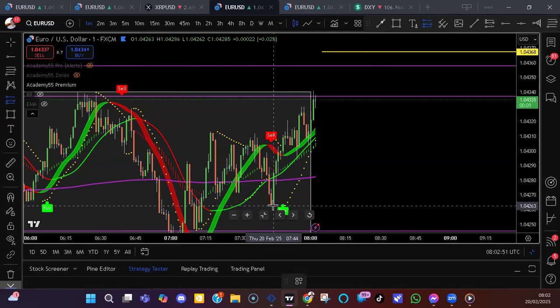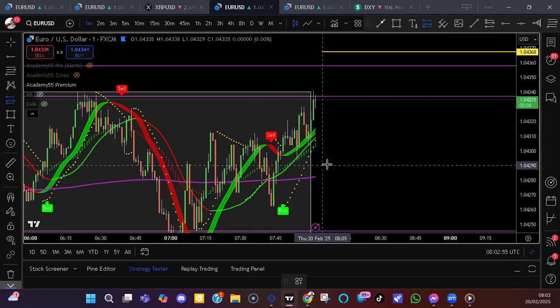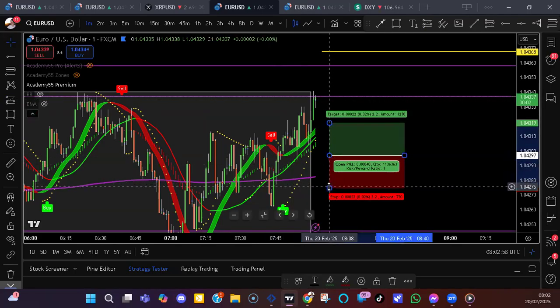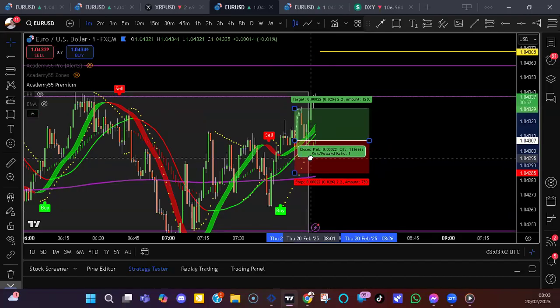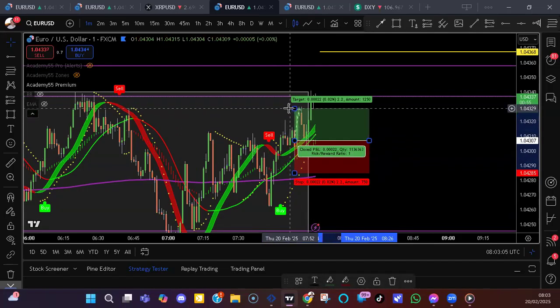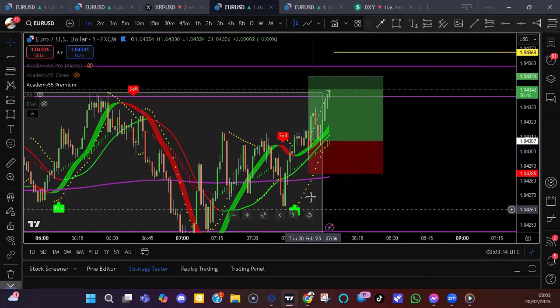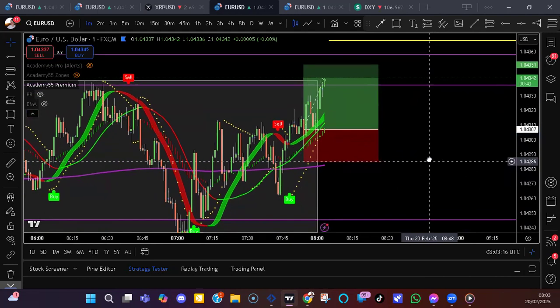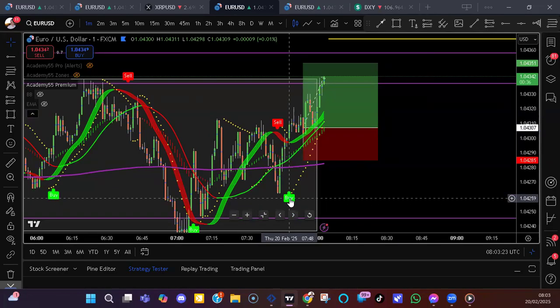So, for example, if we took this buy here, yeah, so that takes your target up to 2 to 1. That's not too bad actually. That one there. That was at 10 to 8 this morning.